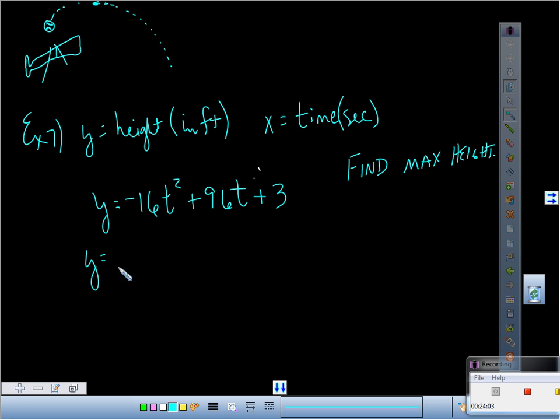What do I have to do first? You gotta move that 3 over here, and then what else do I have to do? Yeah, y'all, you got not just a 16, but a negative 16. I gotta take out that negative. Y'all, you can't complete the square on this until you take that negative 16 out. So, what do I multiply negative 16 by to get negative 16t squared? What do you multiply negative 16 by to get positive 96t?